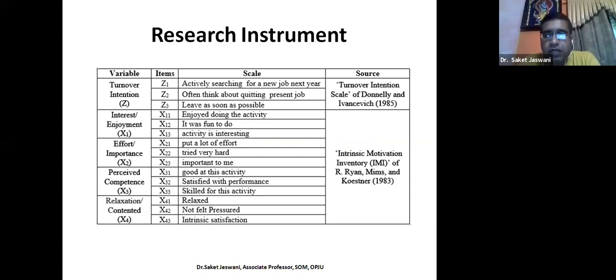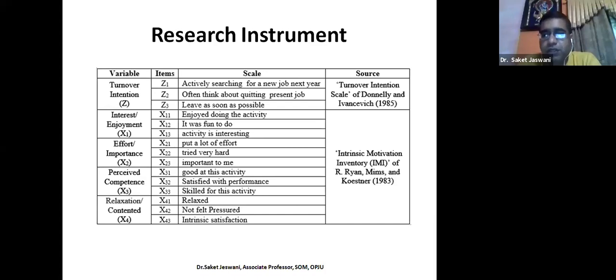Likewise, the intrinsic motivation inventory of Ryan, Mims, and Koestner questionnaire of 1983 has been utilized to measure intrinsic motivation. Intrinsic motivation consists of 4 antecedents. Interest enjoyment can be measured with one scale consisting of 3 items. Likewise, effort importance can be measured with one scale of 3 items. So intrinsic motivation can be measured with a 12 item scale, 3 for each, and turnover intention can be measured with a 3 item scale. So overall a 15 item scale is being prepared to measure the model.